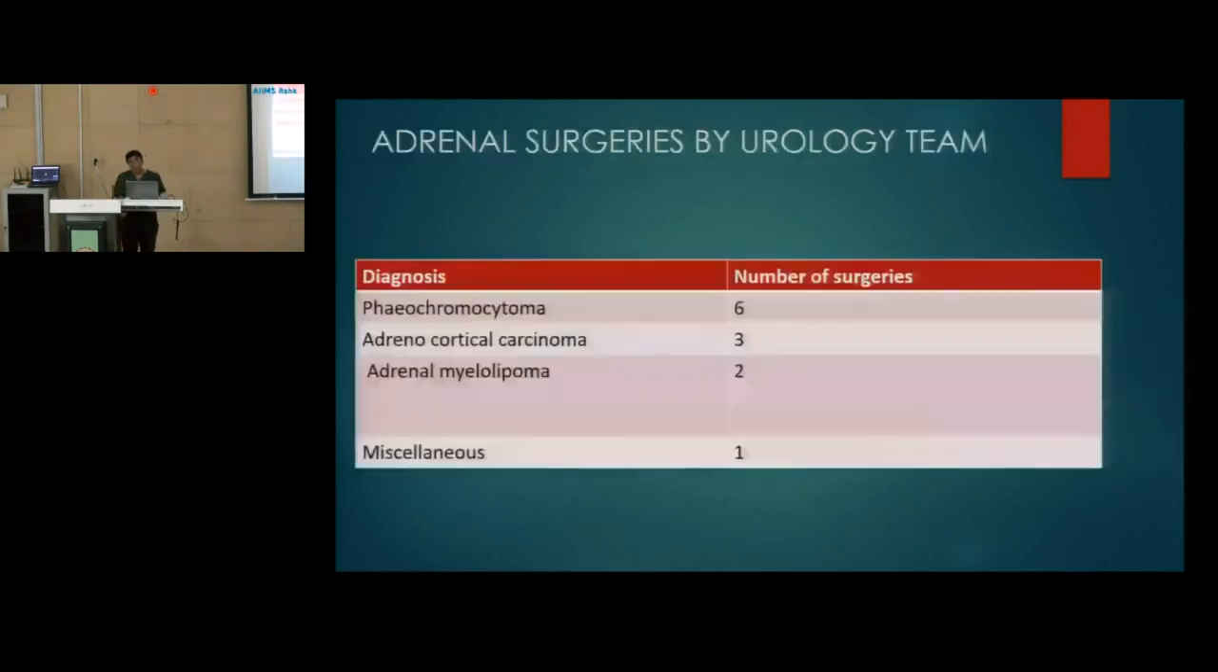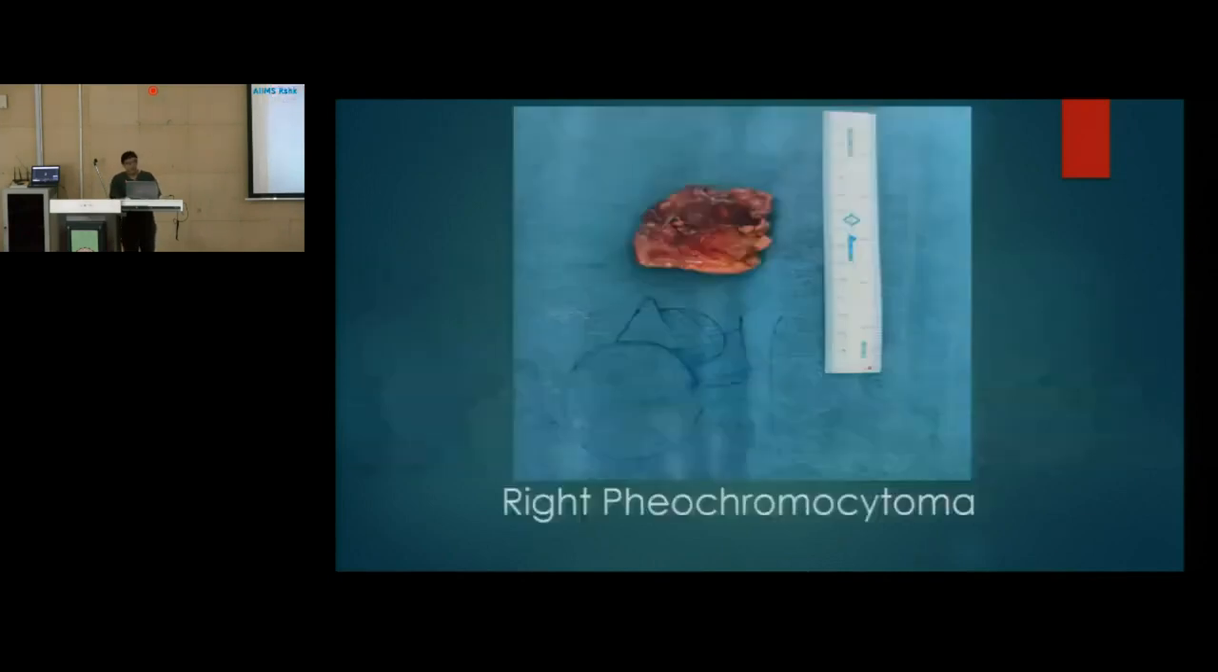Now we, the Department of Urology, do adrenal surgeries regularly with the help of our endocrine team, and we have done around 6 pheochromocytomas, 3 adrenocortical carcinomas, 2 adrenal myelolipomas, and 1 splenoidal liposarcoma. These are the intra-op images of a few cases that we have operated on in the past.